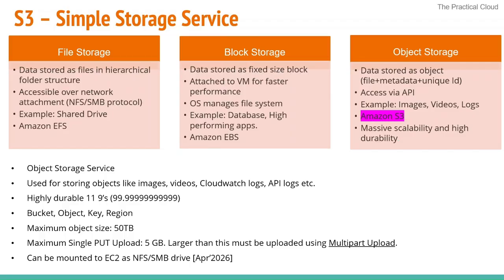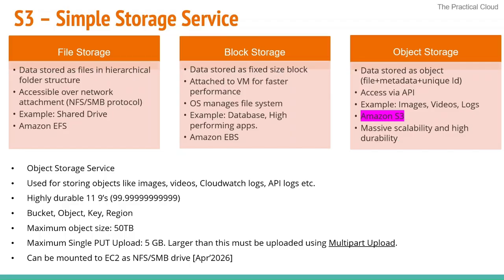Object storage is where the data is stored as an object which has the file, metadata and a unique identifier ID. They get accessed over API. Some examples of objects are images, videos, logs. So Amazon S3 is an object storage service. It offers massive scalability and higher durability. It offers around 11 nines of durability. That means data loss is very rare when you use S3, because it is a massively scalable and highly durable service.